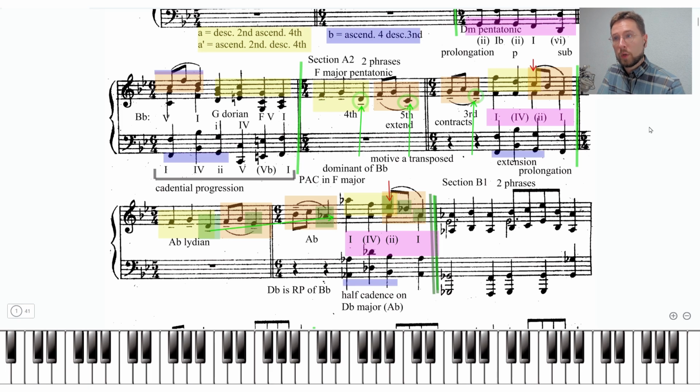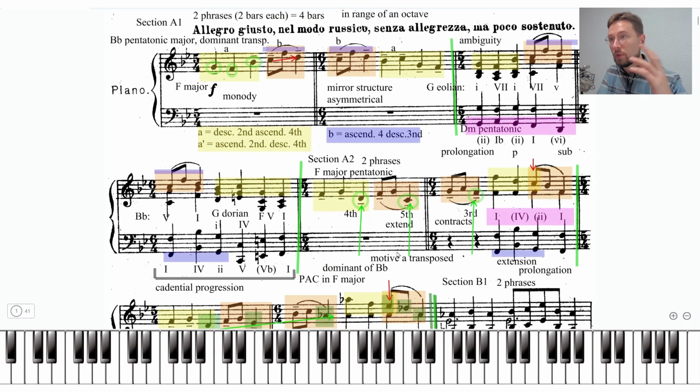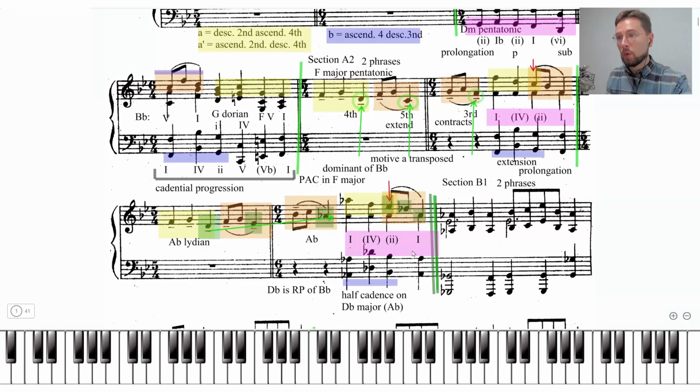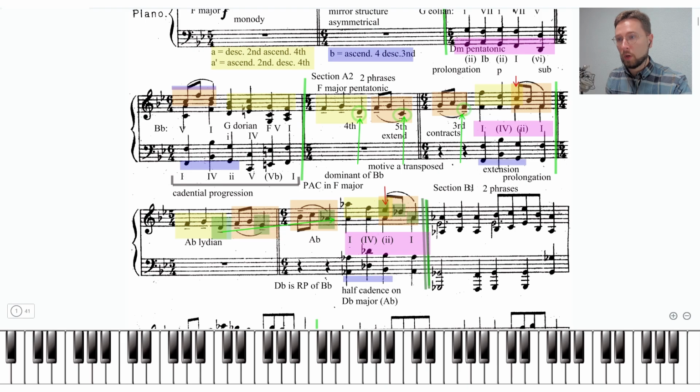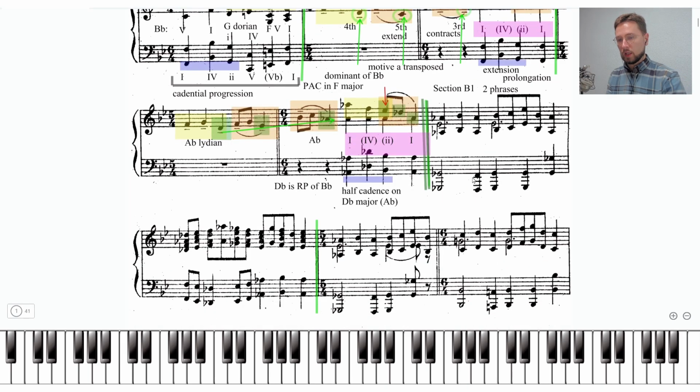And this harmonic exploration can be seen in this section A, where we've moved to F, we moved to A flat, but in theory we're in B flat major because we started with the B flat major pentatonic scale. So let's move forward. Now we have section B1. So section B1 sounds like this.